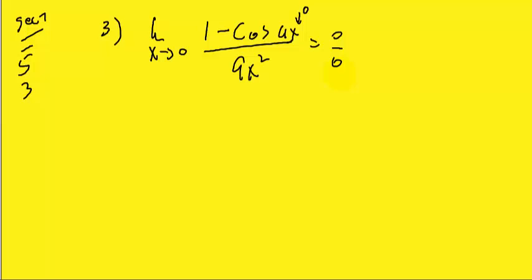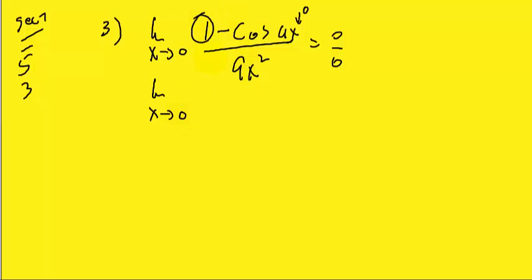I could multiply by the conjugate of the top, which is 1 plus cosine 4x, which gives me 1 minus cosine squared of 4x. Then I use a trigonometry identity, which turns out to be sine squared of 4x. Then I multiply the bottom by the same conjugate, 9x squared times 1 plus cosine of 4x, and we can do all of that. Or we can just take a derivative of the top, derivative of the bottom. L'Hopital's rule will come in handy here.